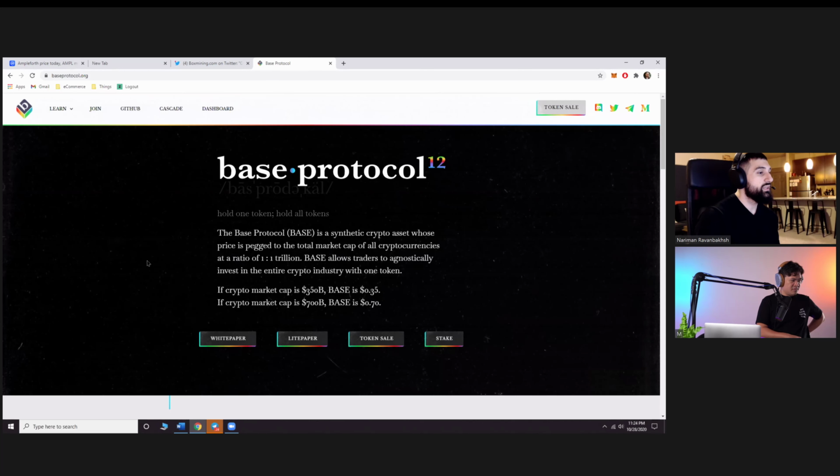In a world where Base is stably pegged to crypto market cap, this could be the way to really explain to these people, hey, you've heard about this cryptocurrency world. You might not understand it completely, but if you'd like exposure to it, you can just buy Base and it's giving you exposure to the entire industry. So you can take all the guesswork out and just hold Base.